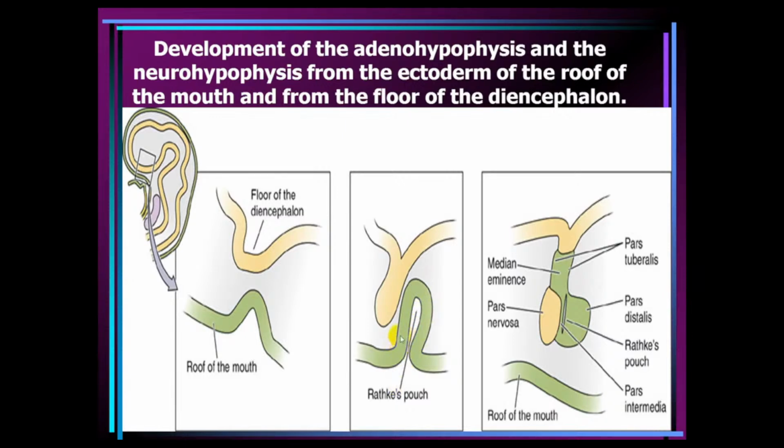This Rathke's pouch penetrates deep into the cavity of the skull and meets the outgrowth of the floor of the diencephalon. Yellow is the floor of the diencephalon. It also forms an outgrowth, the so-called infundibulum, and they meet one another. Rathke's pouch and the outgrowth of the diencephalon meet one another, and an organ-like combination of the components of the Rathke's pouch and infundibulum of the diencephalon appears.